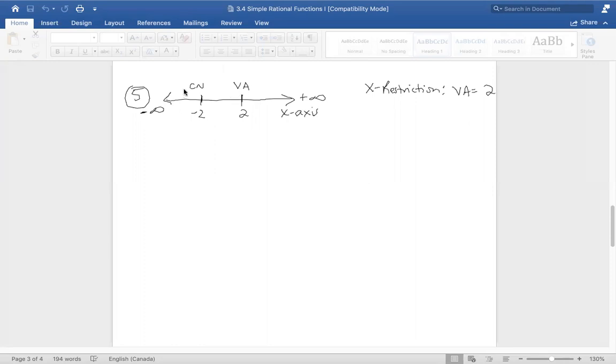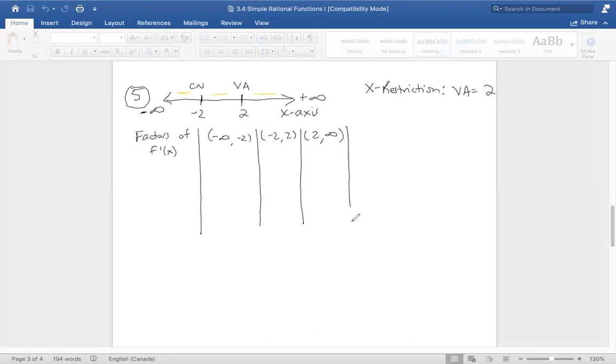So now that affects my intervals. So now I have 1, 2, 3 intervals, right? So again, I'm going to have a 4-column chart then. So the first column is my factors of f prime of x. And then my intervals. So from negative infinity to negative 2, from negative 2 to positive 2, and from 2 to positive infinity. And then I need to go back to my previous page to list my factors of f prime of x. So my factors of f prime of x are both the numerator and the denominator, let's say right before you set it equal to 0. So I'm just going to copy that out for you here.